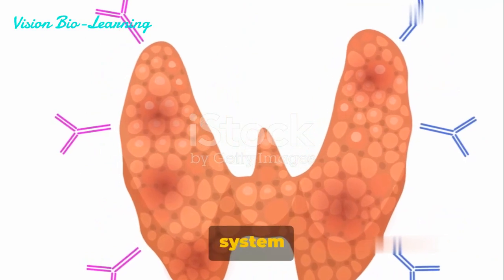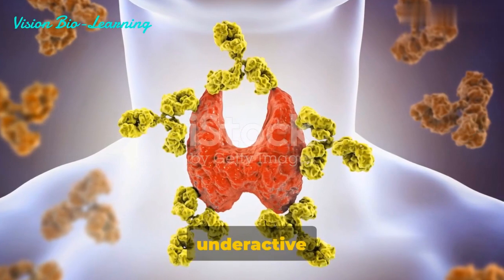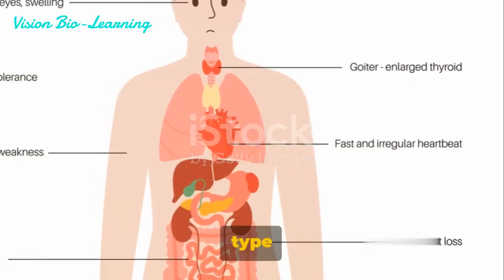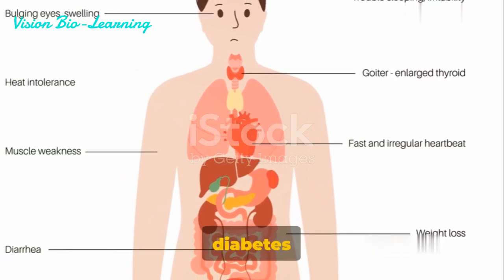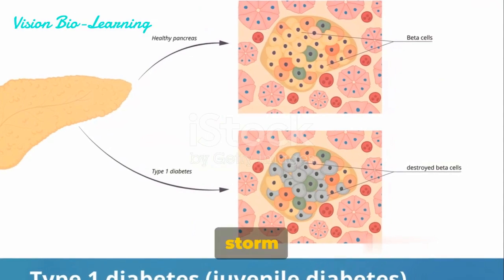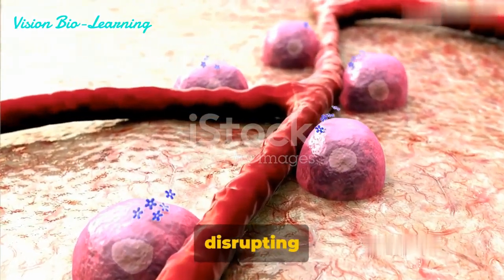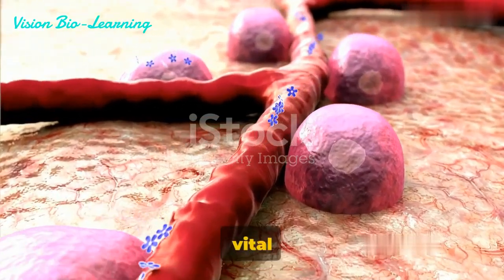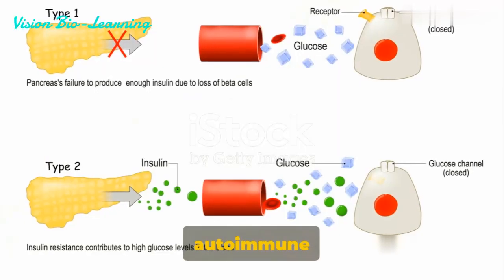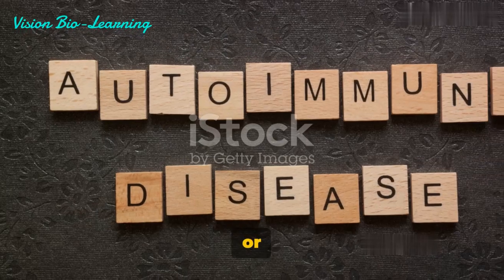They cause the immune system to mistakenly attack the thyroid, leading to either an underactive or overactive thyroid gland. Another example is type 1 insulin-dependent diabetes mellitus, or IDDM for short. This storm sets its sights on the pancreatic islets neighborhood, disrupting the production of insulin, a hormone vital for regulating blood sugar levels. In each of these examples, the autoimmune response is localized, focused on a specific organ or region.